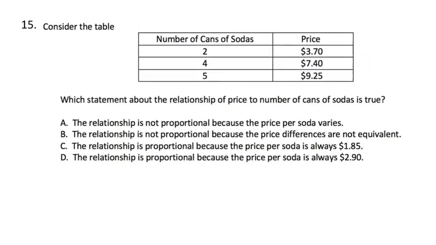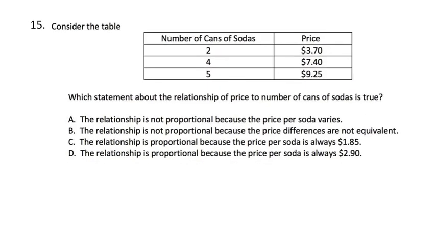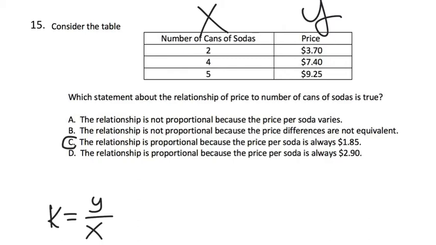All right, for number 15, consider the table. Which statement about the relationship of the price to the number of cans of soda is true? Okay, well, let's see. If we were to divide these out, this is our unit rate, so we would use k equals y divided by x. You would then see your answer would be C. And again, we divided that y value by the x.